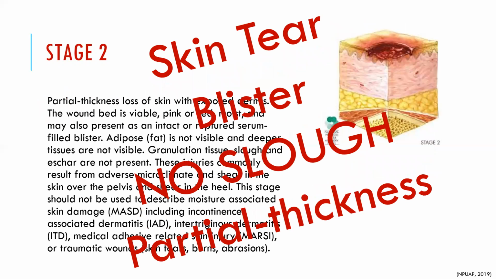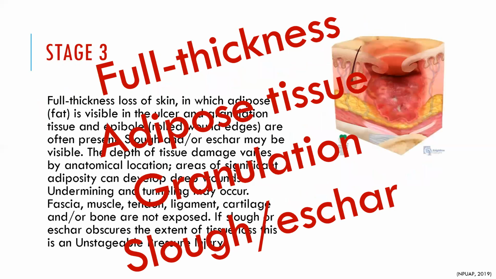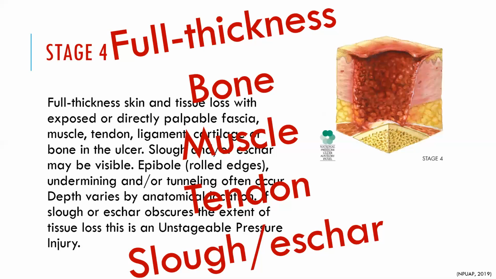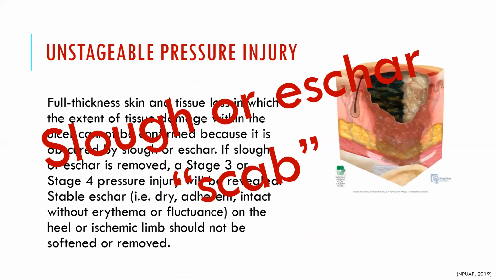Stage 2 would be maybe your skin tears or abrasions, a blister. There would never be any slough, and it would only be partially thick. And then we remember that the difference between a stage 3 and a stage 4 is that 4 is bone, muscle, tendon. They're both full thickness. Unstageable is when you're going to see that slough or eschar covering a majority of that wound. So you're not able to see the base of that skin wound bed.